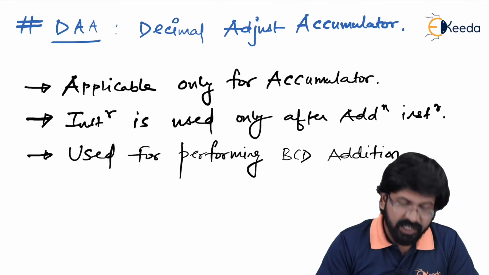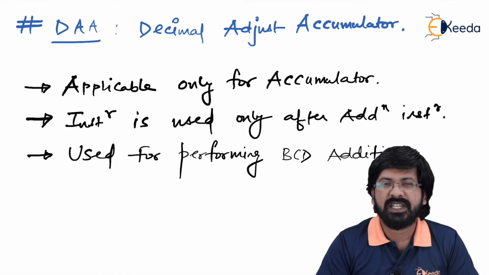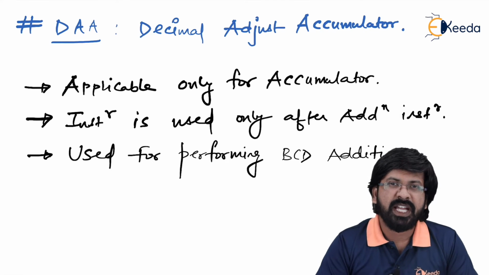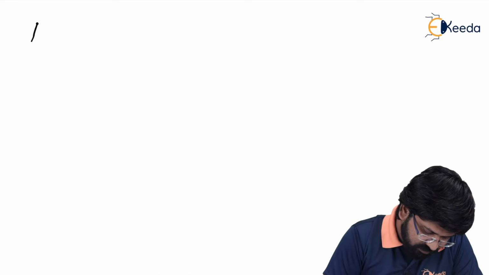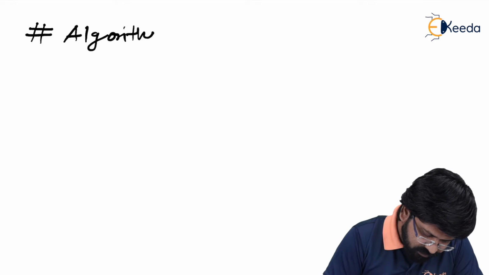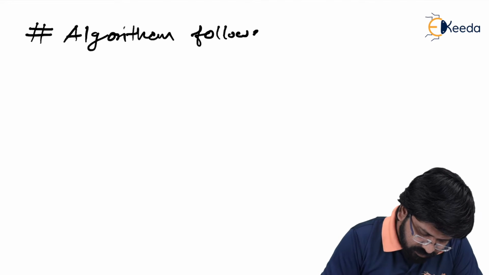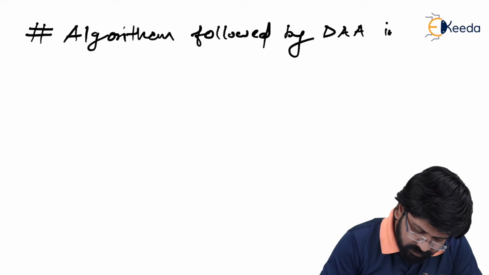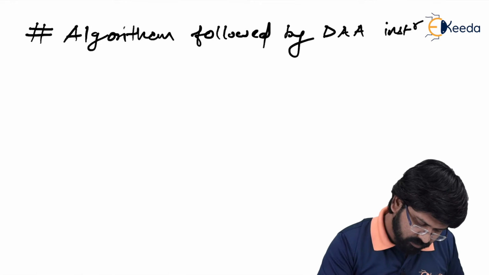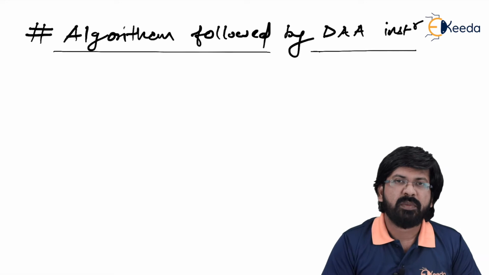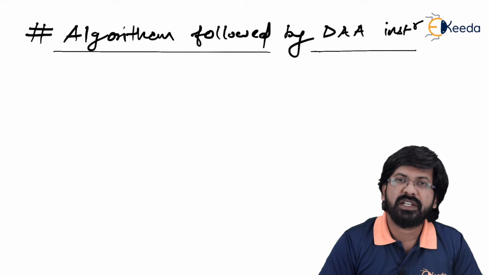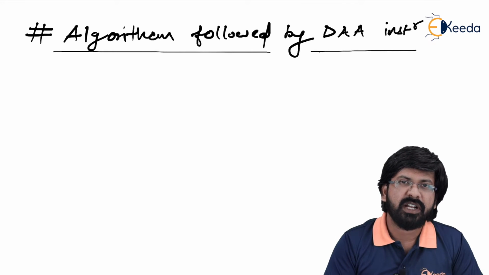To understand the DAA instruction again, first of all we will see what exactly happens in the execution of the DAA instruction. So now we will study the algorithm followed by the DAA instruction. As I said, after normal addition, this instruction is used. So the algorithm begins after addition.